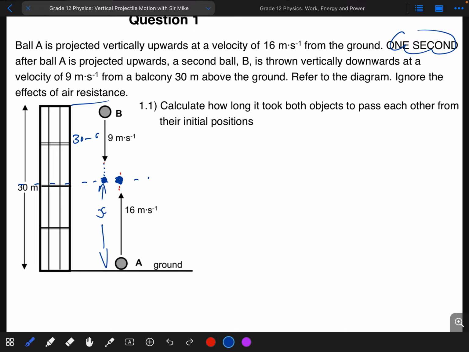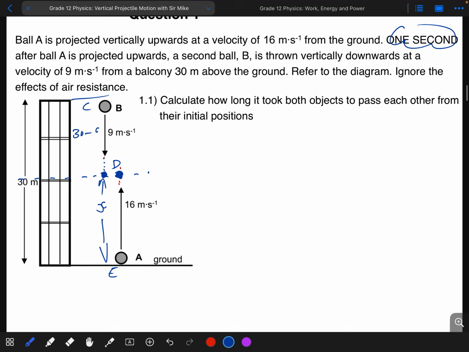So in this case, I'm going to let this point be point C, this will be point D, and this will simply be point E. What I'm trying to calculate is how long it took object A to pass object B. Let me just look at it from that perspective.